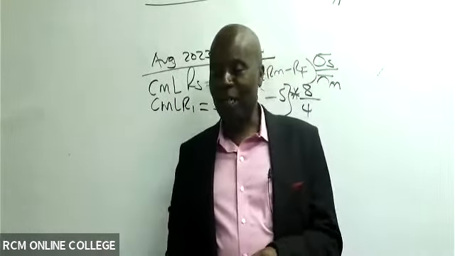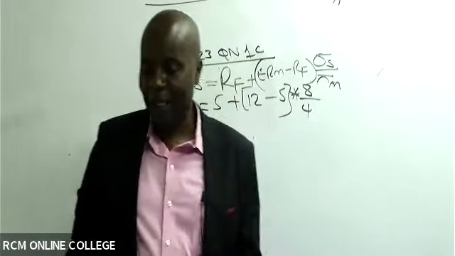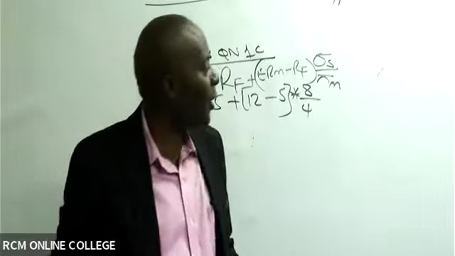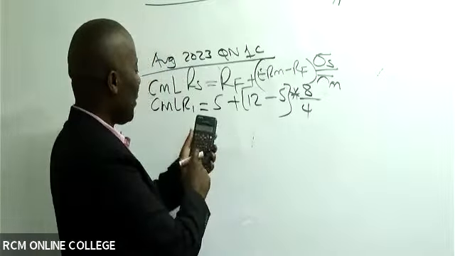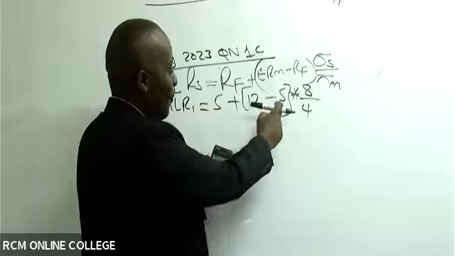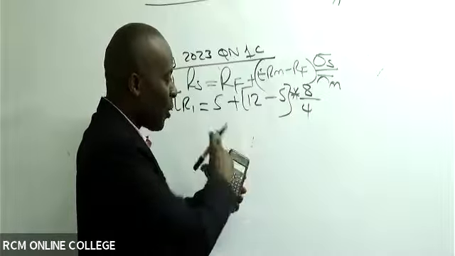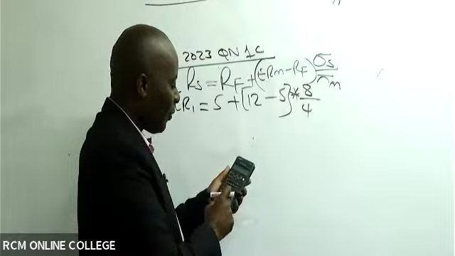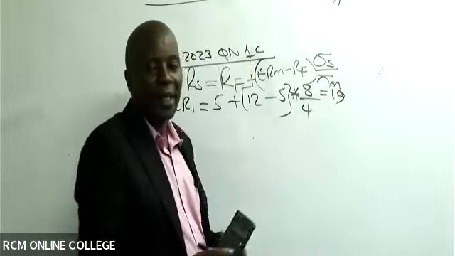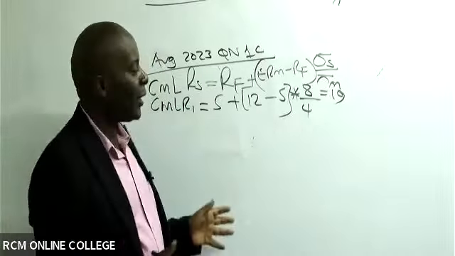So let me calculate this. We say 5 plus, open brackets, 12 minus 5, close brackets. Then don't press equals anywhere in between until you finish at the end. So you say times 8, then divide by 4. So then this will give me how much here, somebody? 19. And then I will be able to do exactly the same for every other security.